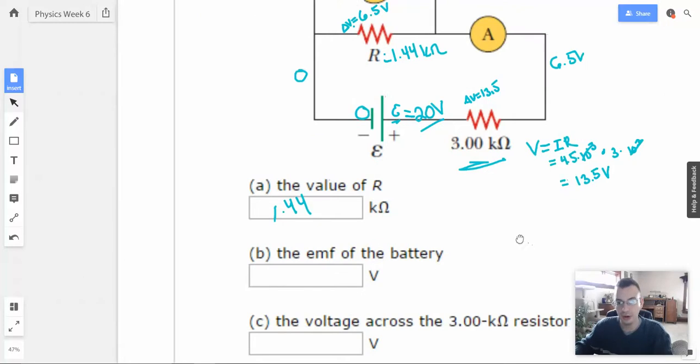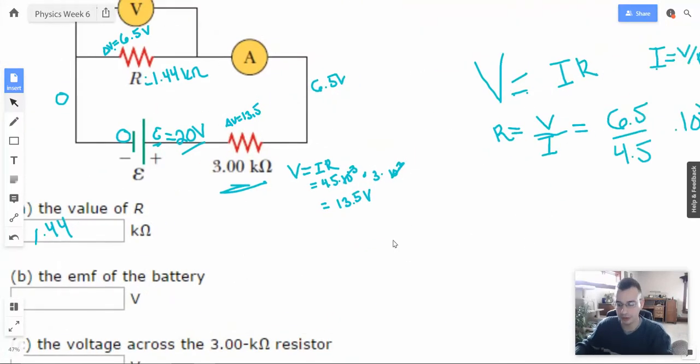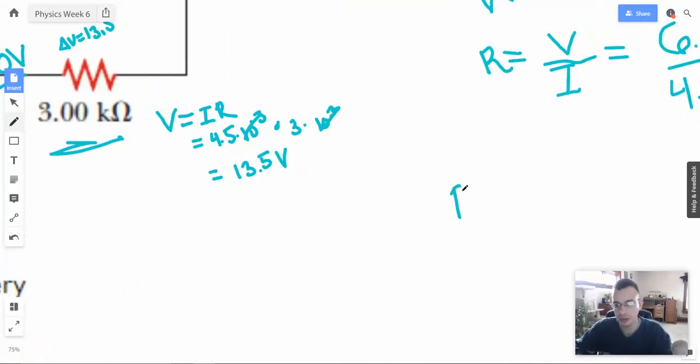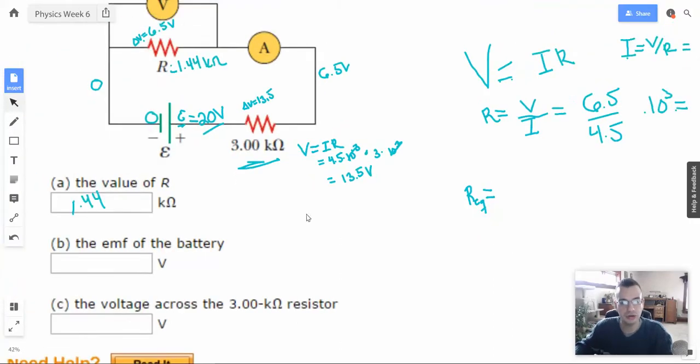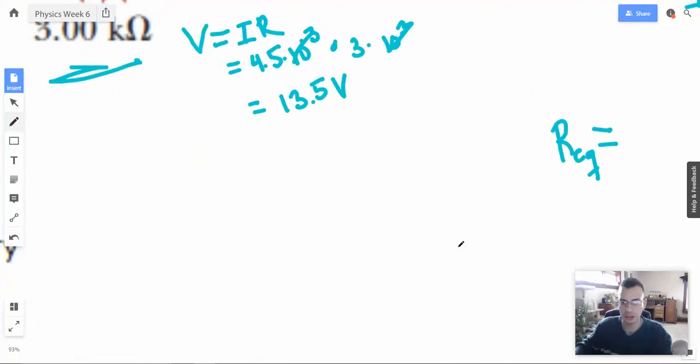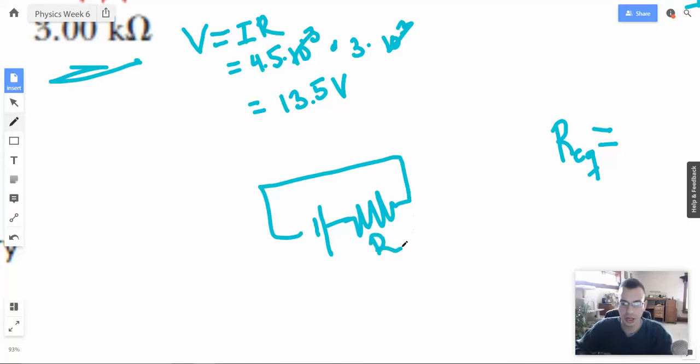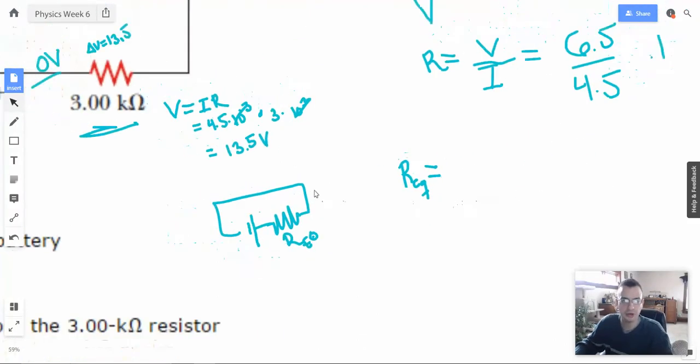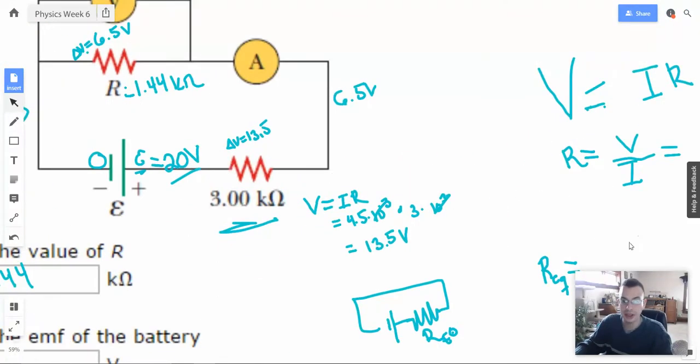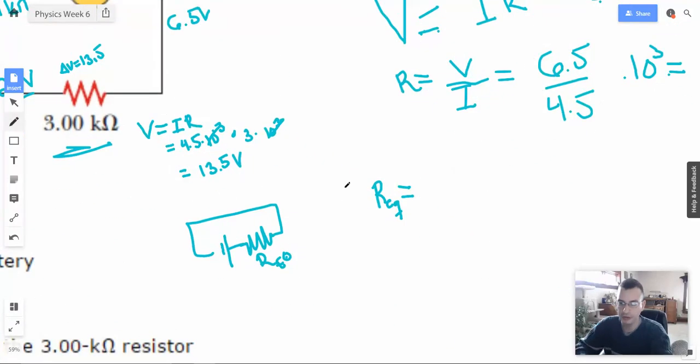The other way of doing this is we can find an equivalent resistance. So that's one way of doing this. That's kind of my preferred method, but the other way works just fine. It's mathematically equivalent. So we're going to find an equivalent resistor. We're going to redraw this circuit like so. When we redraw the circuit, we're going to have a battery, and we're going to have a resistor. This is going to be R, I'm going to call it equivalent, which is the equivalent resistor of the two added together. Since they're in series, the way you combine resistors in series is you add them. So we're going to do 3 plus 1.44, which is going to be 4.44 kilo ohms.